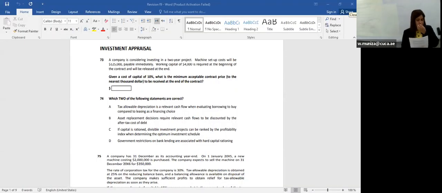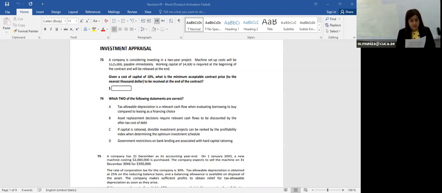Okay, so in the exam, whenever you are going to start the question, first read the requirement, because the requirement basically gives you your initial idea of what you are required to do, and then you can filter the information from the scenario very easily. As you can see, they have highlighted the requirement: given a cost of capital of 10%, what is the minimum acceptable contract price to the nearest $1,000 to be received at the end of the contract? So you are required to tell the minimum acceptable contract price.